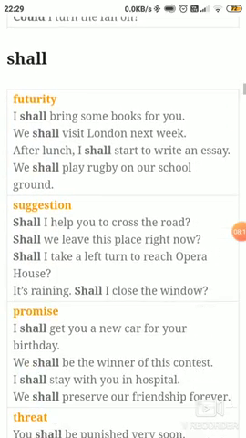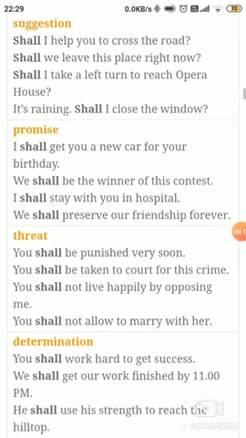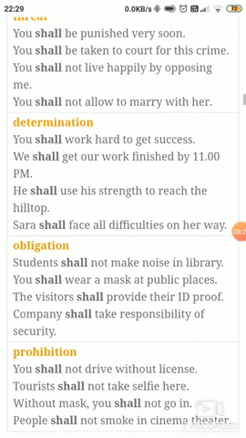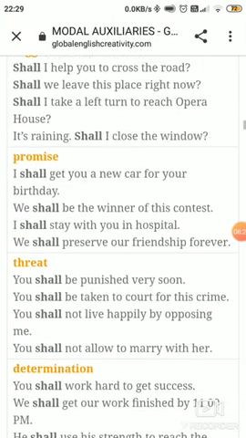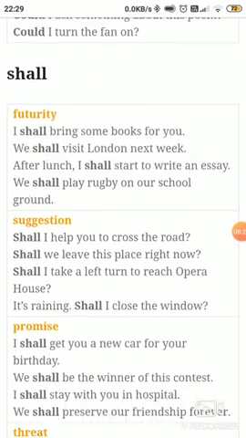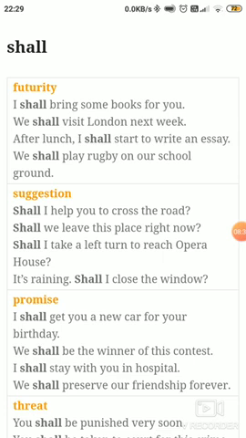Now shall. Futurity, suggestion, promise, threat, determination, obligation, prohibition. These are the eight situations in which shall could be used as a modal auxiliary.